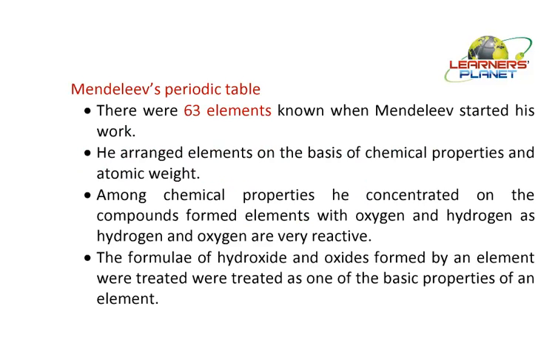Mendeleev was the first person to tabularize the elements, to arrange the elements in tabular form. There were 63 elements known when Mendeleev started his work. He was a Russian chemist. When he started assembling and arranging the elements, there were only 63 elements. It's not like today, when we have 118 elements.